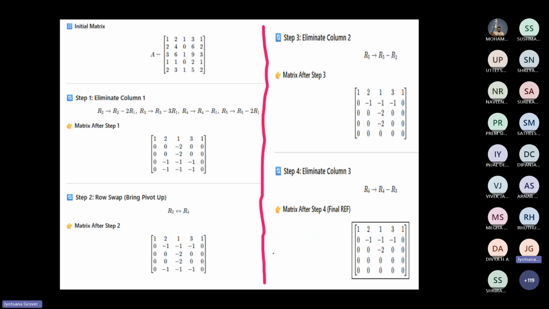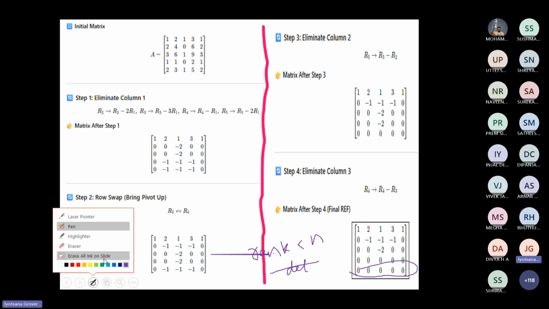So what can you conclude? How will you link rank with determinant? Can you say, if rank is less than n, where the matrix is n square, then determinant is 0? Yes, because you will have one row of zeros now.